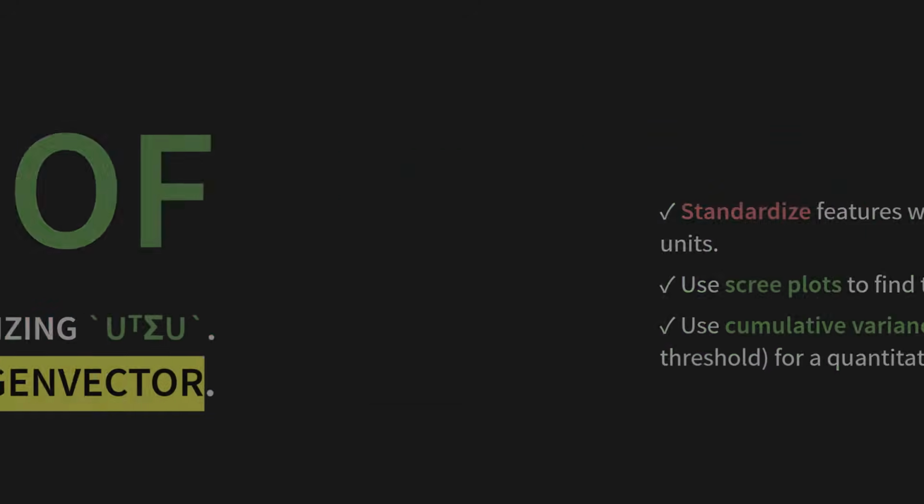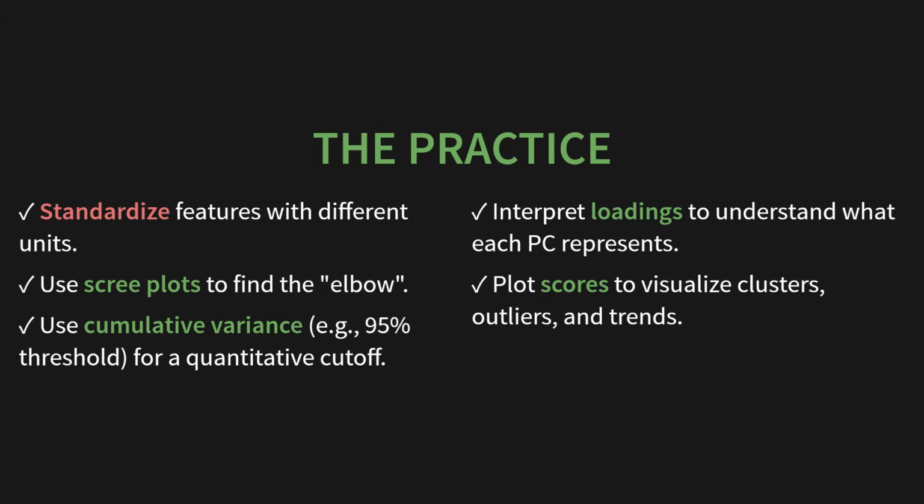Then we brought it all back to the real world, the practice. You now have a checklist for success. You know to standardize features with different units. You know to use scree plots to find the elbow. You know how to use cumulative variance, like a 95% threshold, for a solid quantitative cutoff. You know how to interpret loadings to understand what each PC truly represents. And you know how to plot scores to visualize clusters, outliers, and hidden trends.